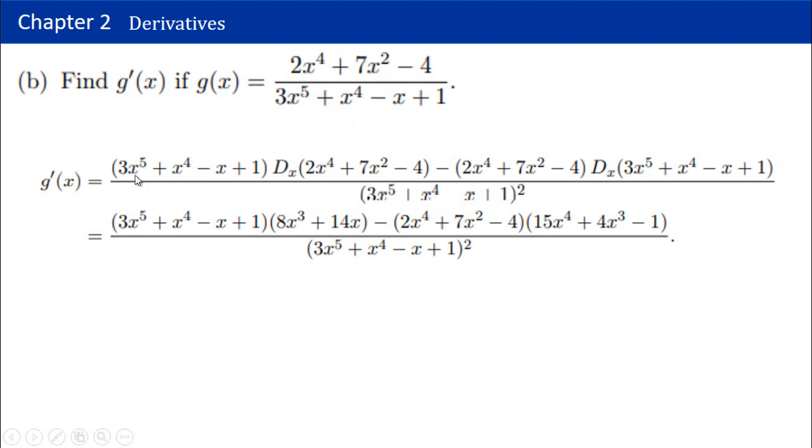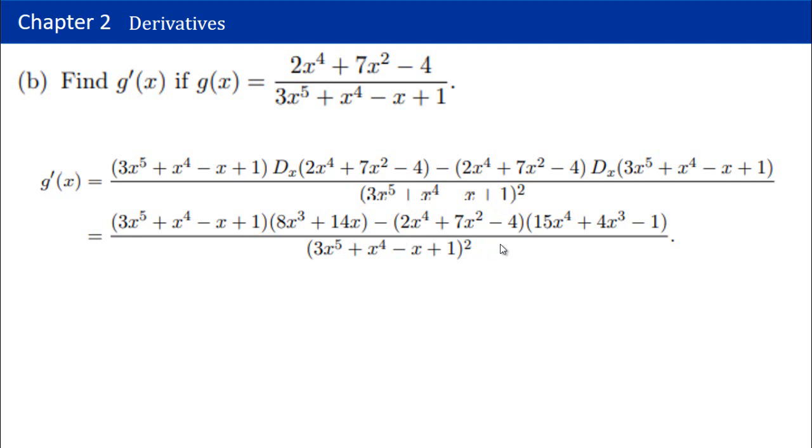So, ang mangyari, that is 3x to the fifth. Ito kasi ang copy lang. Copy. Derivative nito ay 8x cube. Derivative nito ay 14x minus 0. Andito naman copy. Derivative nito is 5x to the 4th, 5 minus 1 is 4. This one is 4x cube kasi 4 then 4 minus 1. Minus, derivative niyan ay 1. Derivative nito ay 0. So, over 3x to the fifth plus x to the fourth minus x plus 1 squared. So, ito na yon. Kung ating isi-simplify, wala tayong mangyayari. Okay na yon ang ating final na derivative.